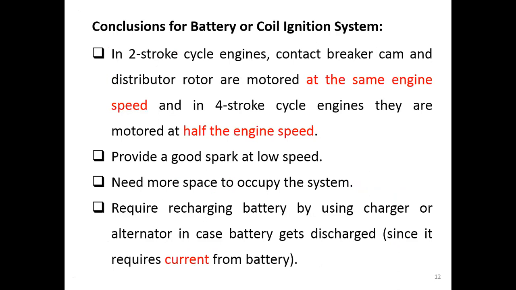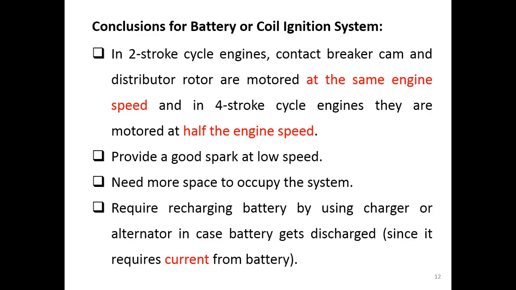Okay, so in conclusion, for the battery or coil ignition system, in the two-stroke cycle engine, we have the cam in our system. So the contact breaker cam and the distributor rotor will be rotated at the same engine speed, because for the two-stroke, every round of the crank we need combustion. But for the four-stroke, they will be rotated at half of the engine speed, because every two rounds we need just one combustion.